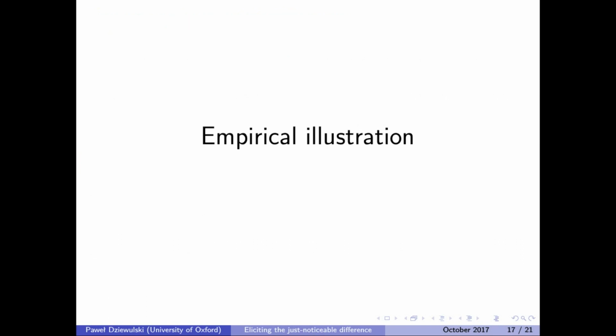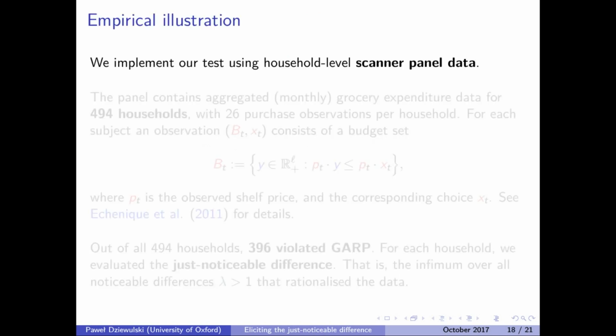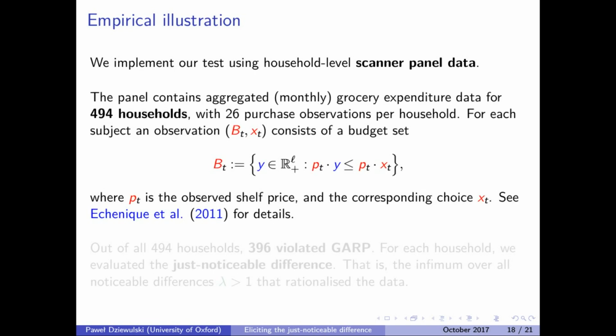I would like to conclude this presentation with an empirical illustration of our methods. We implemented our test on household-level scanner panel data. The panel contained monthly grocery expenditures of 494 households, with 26 monthly observations per household. For each subject, an observation consisted of a linear budget set BT, like in the original framework of Afriat or Varian, where prices PT were the observed shelf prices, and the corresponding choices XT. For details regarding this dataset, see the paper by Echenique, Lee and Shum, who performed their analysis on the same dataset.